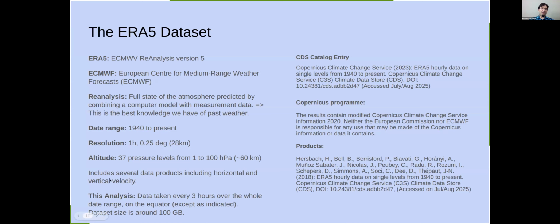They provide this for the time range from 1940 to present in a resolution of 1 hour and 0.25 degrees. That's about 28 kilometers. They have 37 pressure levels going from the ground up to about 60 kilometers. And this data set includes several data products, including the ones I'm interested in, which are horizontal and vertical wind velocity. For this analysis, we collected data for the whole period on the equatorial region with slices every 3 hours. And it's a data set that's about 100 gigabytes in size.